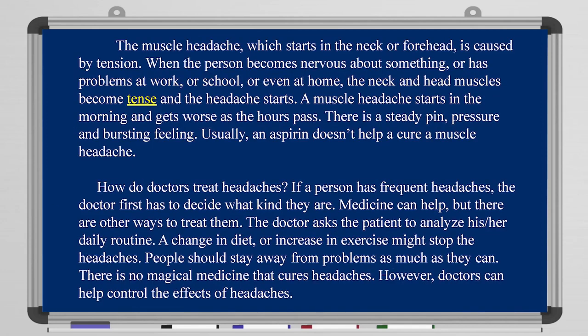The other paragraph: the muscle headache, which starts in the neck or forehead. This is caused by tension. When the person becomes nervous about something or has a problem at work, school, or even at home, the neck and head muscles become tense.